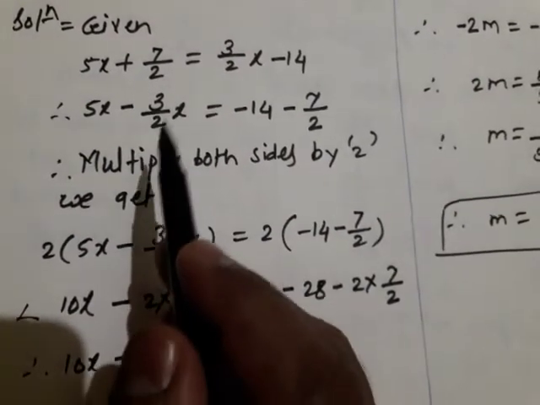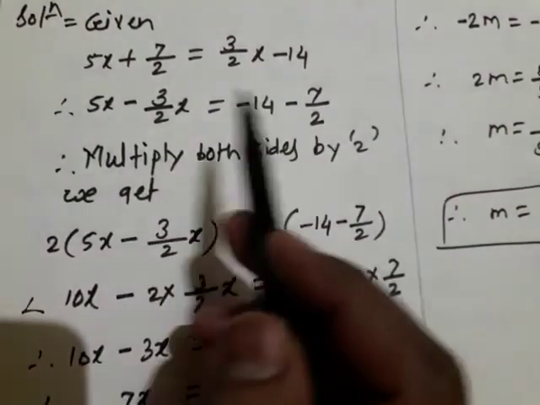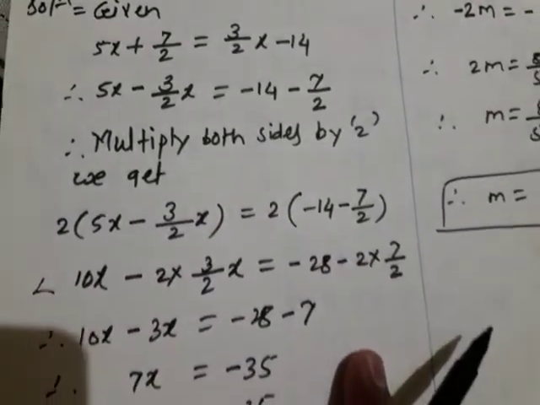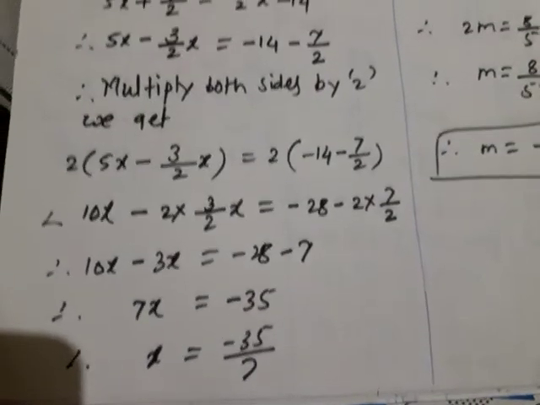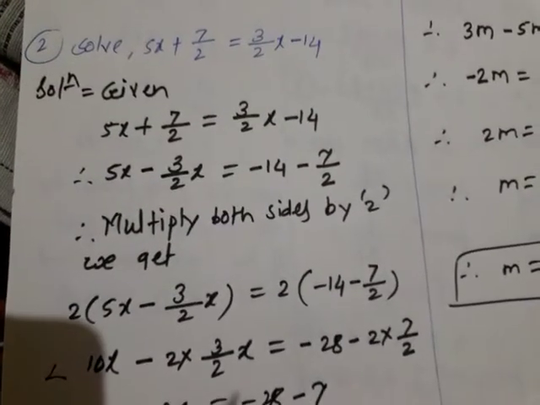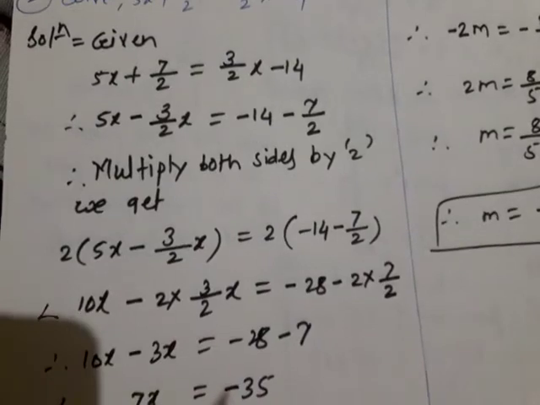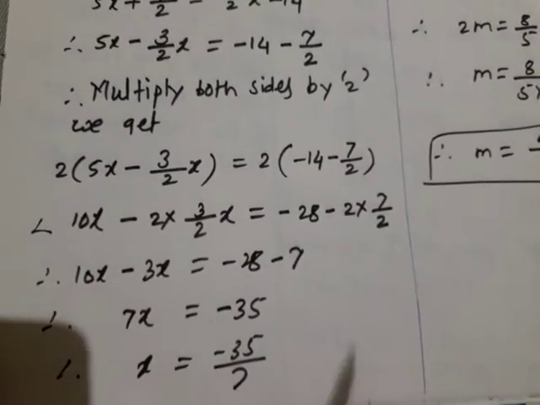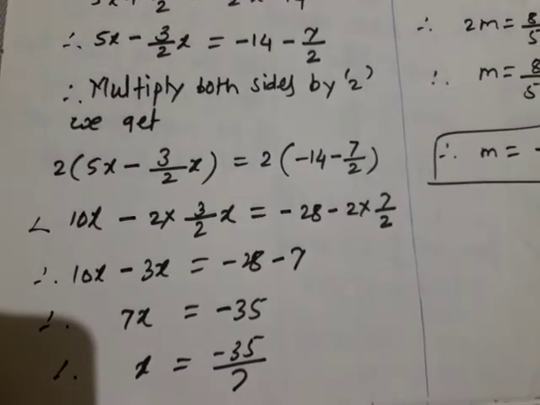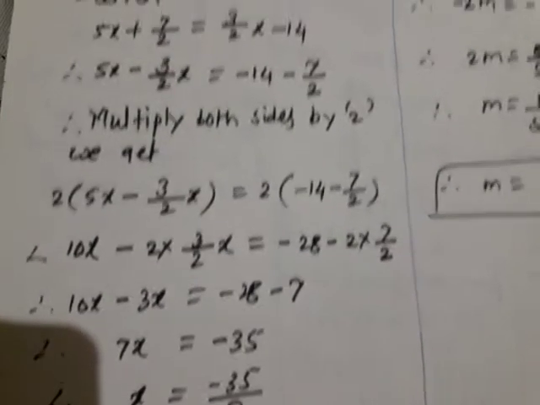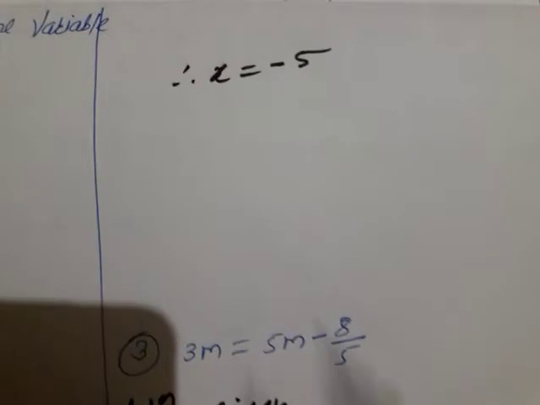Here the denominators were the same, that's why what we did, we multiplied both sides by 2, and then after multiplication we got that situation. Okay, once again I am showing for notes, and 7 1s are 7, 7 5s are 35, and we got the answer here: x is equal to -5.